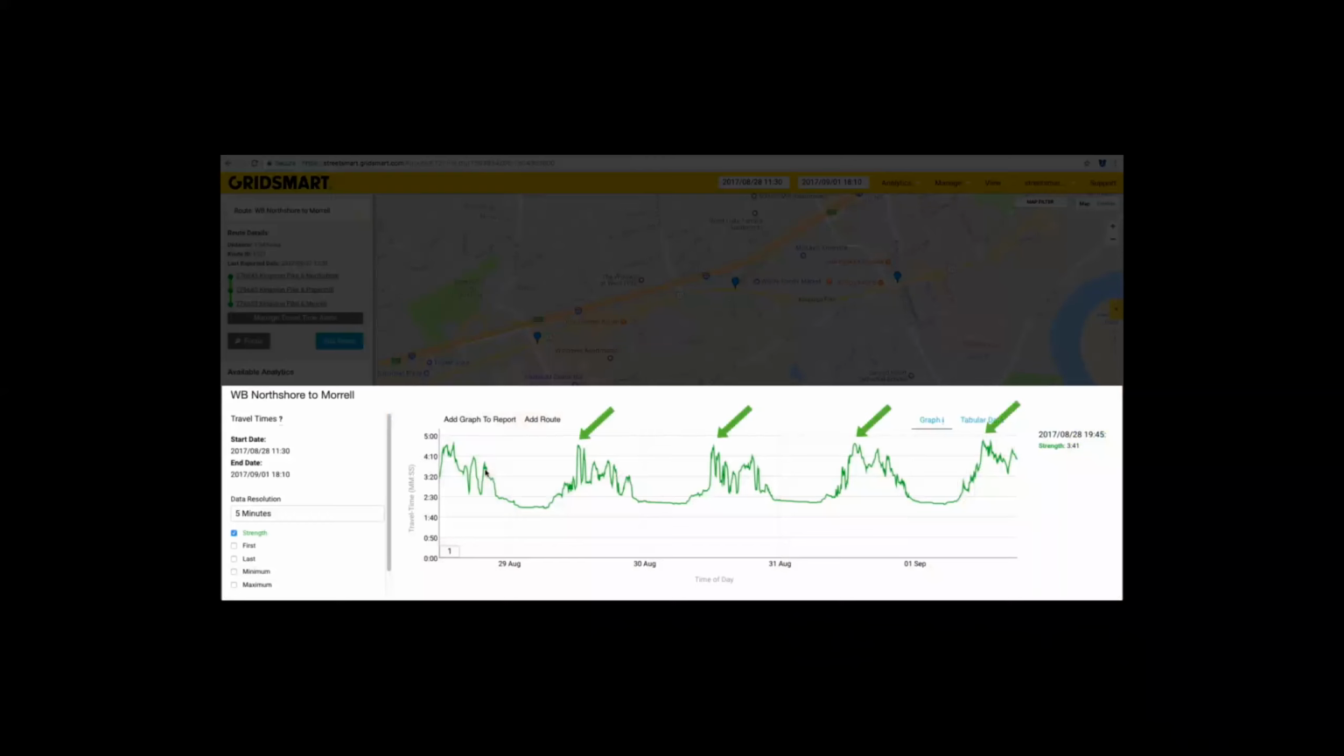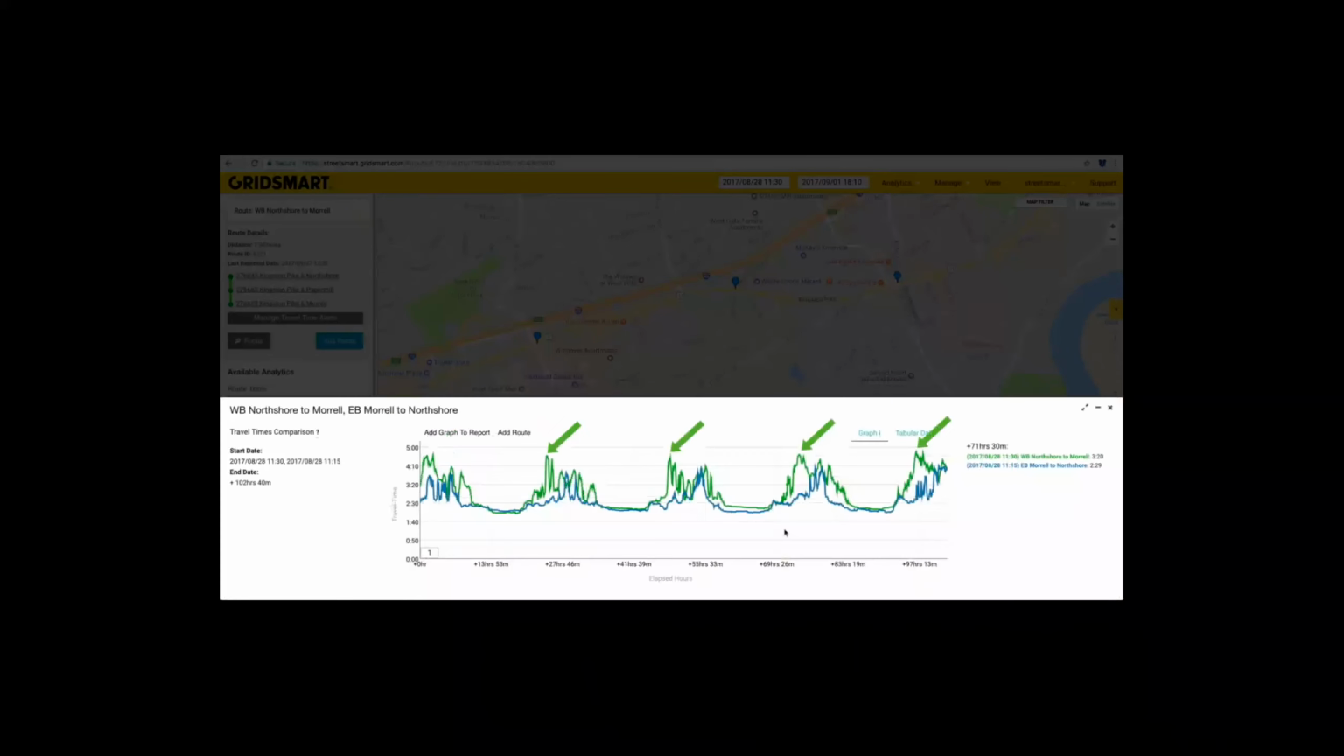Notice every day during lunch, there is a dramatic increase in the time it takes to get through the corridor. Now we've added the eastbound travel times. Notice how there's not the same increase as there is with westbound travel times on the same route. This tells us that westbound travel times are definitely something of concern, and we probably don't need to focus too much more on the eastbound direction of this route.